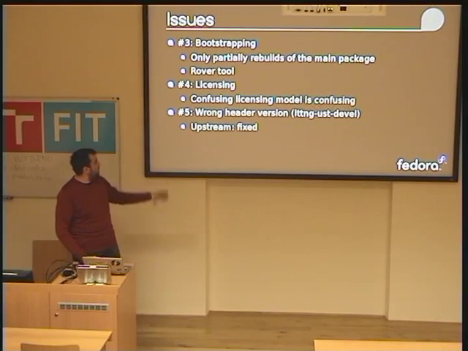And that's issue 5, we can't build for Fedora 26 for now because there was a wrong header version specified somewhere. It's fixed in upstream, so we're just waiting for it, or it's maybe merged already, I don't know, but we're waiting for it to go, and then we'll be able to build for Fedora 26.